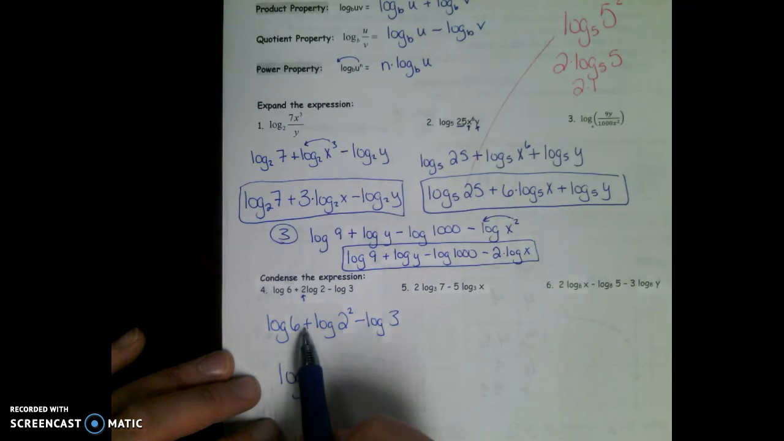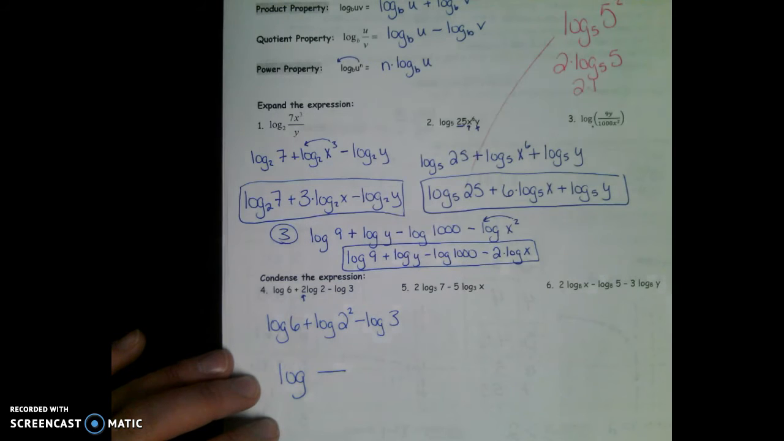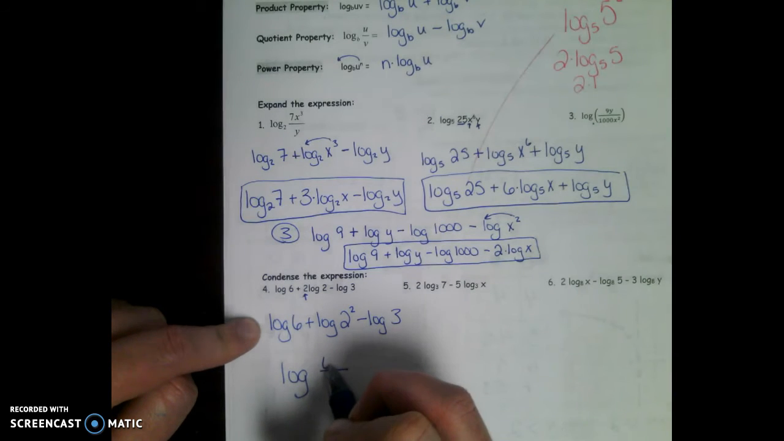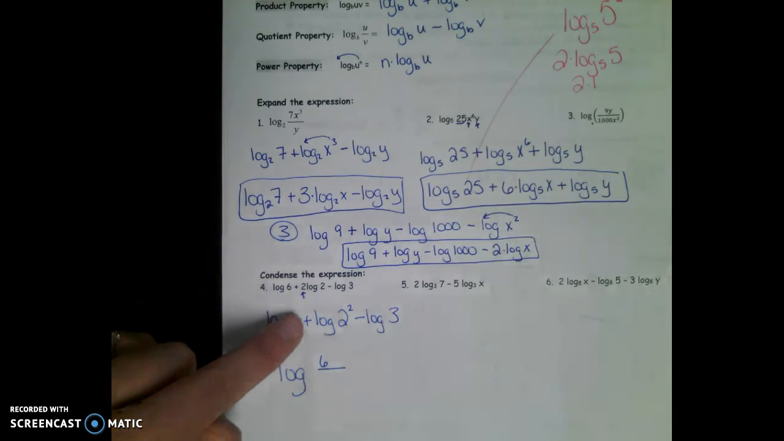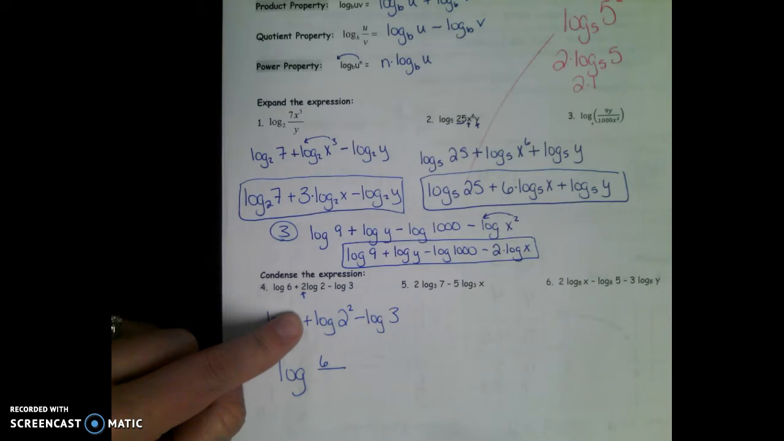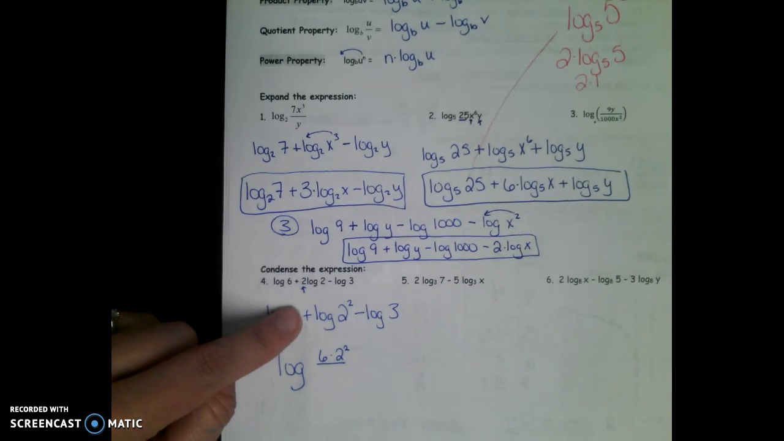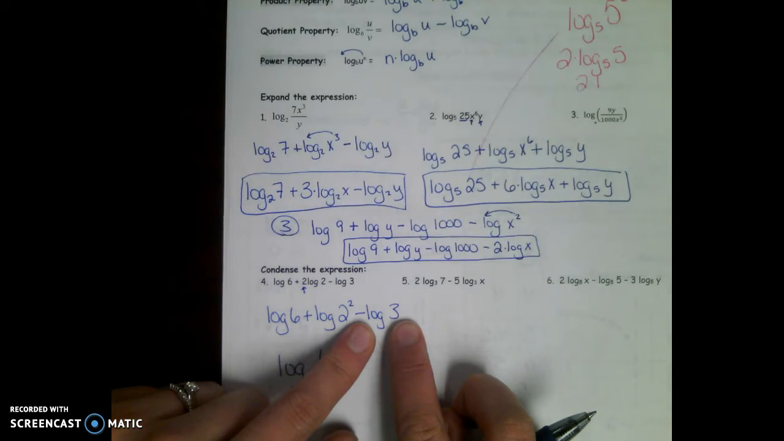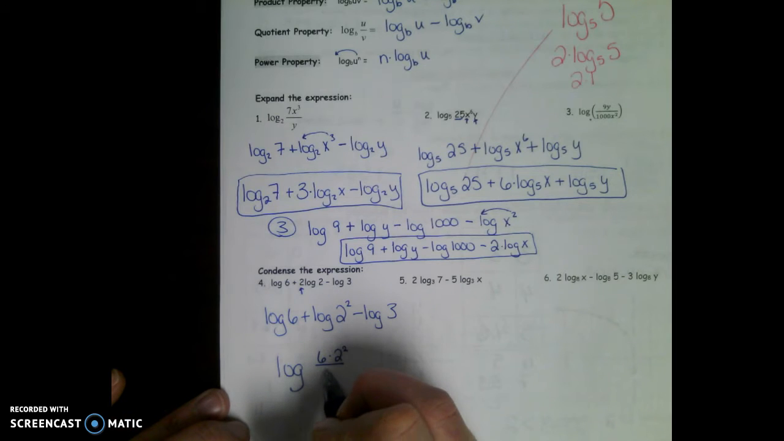I see plus and minus, so I know that there's going to be a division bar inside my log. 6 comes from a positive log, so 6 goes on top. 2 squared comes from a positive log, so 2 squared goes on top. 3 comes from a negative log, so where does 3 go? On the bottom.